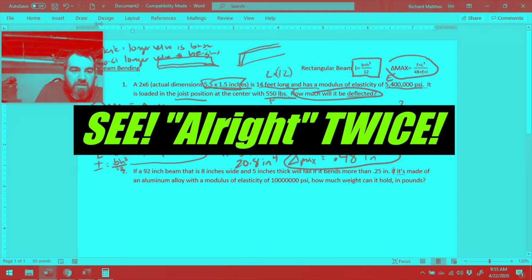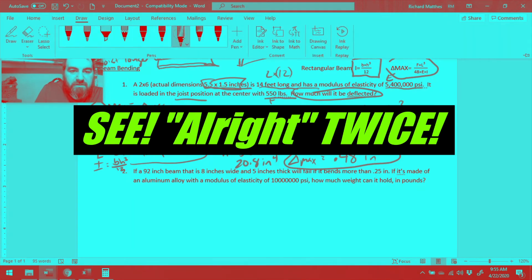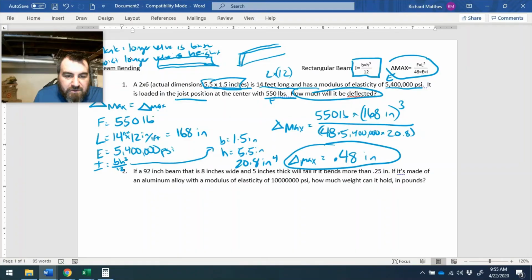All right, we'll change the color here. We'll use the rainbow one. All right, so this says if a 92-inch beam that is 8 inches wide and 5 inches thick will fail if it bends more than 0.25 inches, if it's made of an aluminum alloy with a modulus of elasticity of 10 million psi, how much weight can it hold in pounds? Okay. All right, so this right here is our length. This right here will become our I. This right here is our delta max, and this right here is our E.